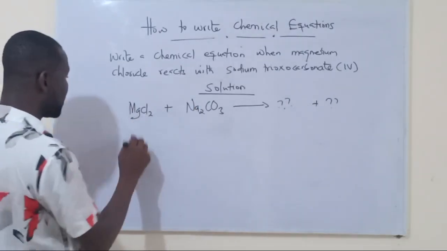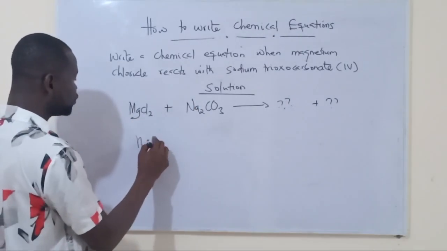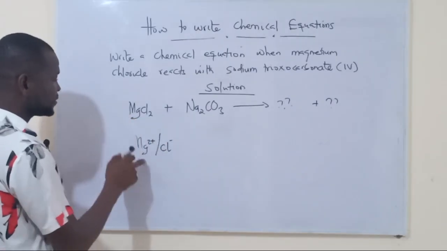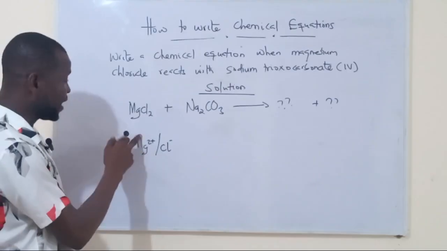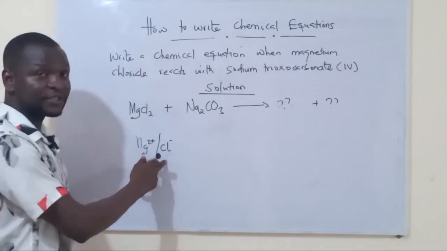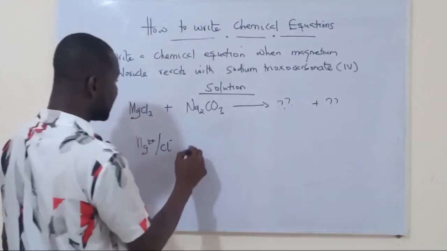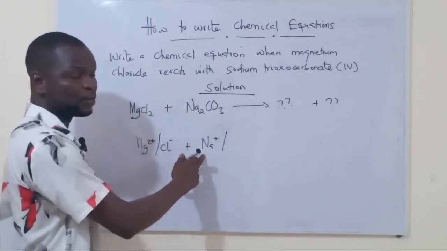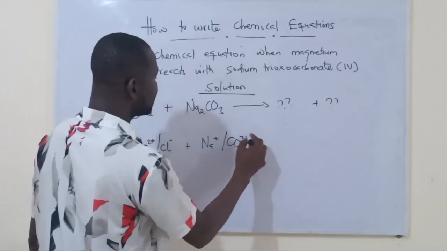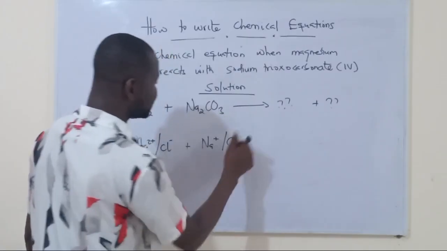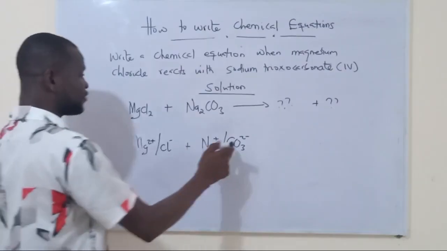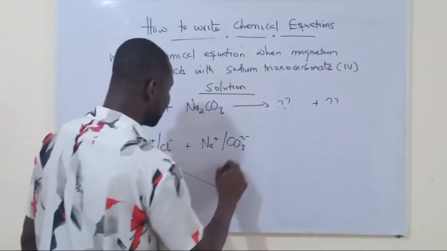Now, so here our Mg2+ would be Cl-. So Mg2+ carries an oxidation state of +2. The chlorine carries an oxidation state of -1. Then our sodium carries an oxidation state of +1. The carbonate will carry an oxidation state of -2. So this positive attracts negative. So this will attract this.